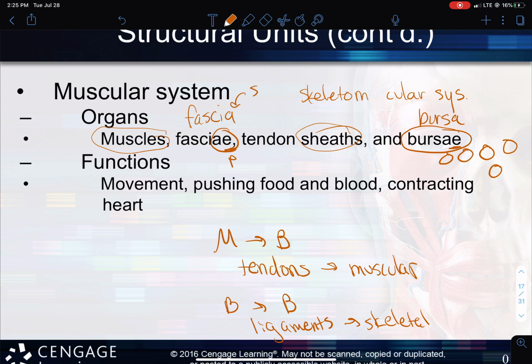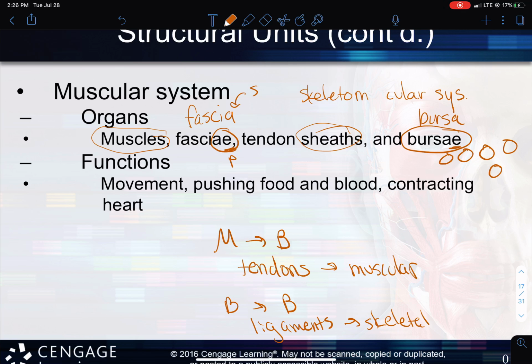And the functions of the muscular system, as you would predict, movement. But some other things that we wouldn't necessarily predict include pushing food and blood. So pushing food. The digestive system is essentially one big tube that's made out of some muscle, and then it has some special tissues in there that can absorb some nutrients, and then you got poop on the other end, right? But it's one big muscular tube.